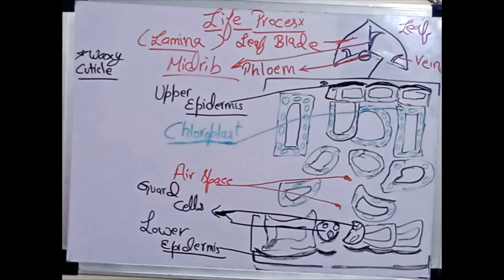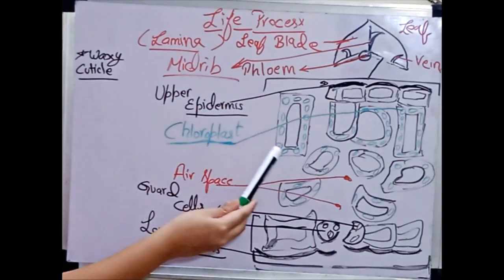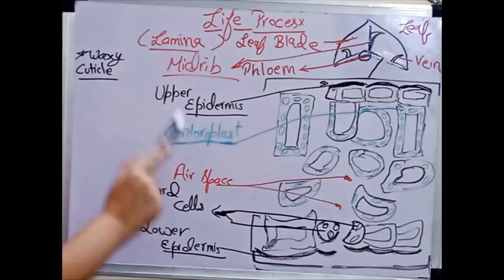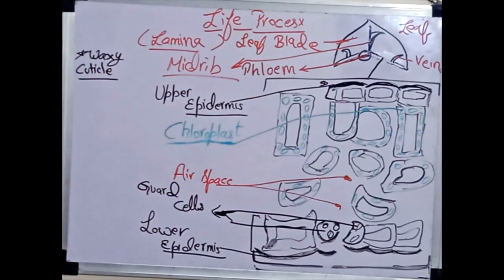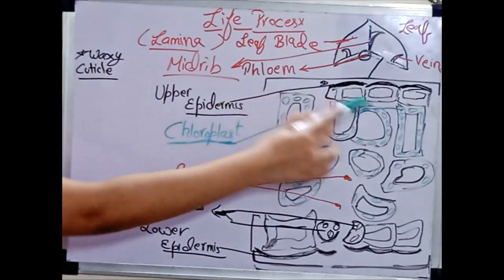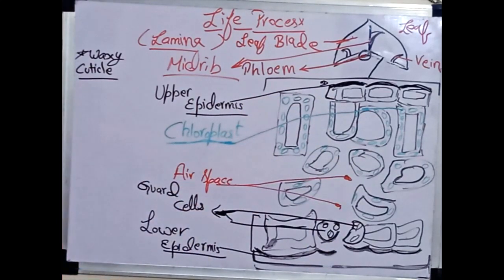Now, this green that I have drawn, I have symbolized it for you because this is chloroplast. Chloroplast contains chlorophyll, which is a green pigment which absorbs energy from the sunlight for the process of photosynthesis. So wherever green color is used in the whole structure, that is to symbolize your chloroplast.